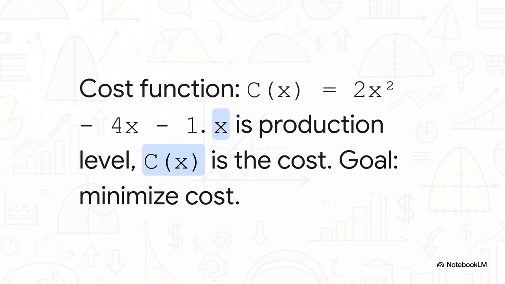Let's make this real with an example. Imagine you're an operations manager. Your company's analysts have figured out that your factory's cost can be modeled by this function: C of x equals 2x squared minus 4x minus 1. In this model, x is your production level in, say, thousands of units, and C of x is the total cost in millions of dollars. Your job is simple. Find the production level that makes your cost as low as it can possibly be.